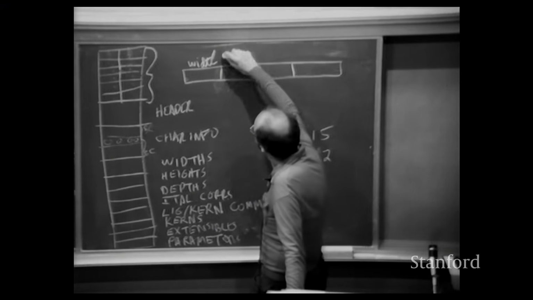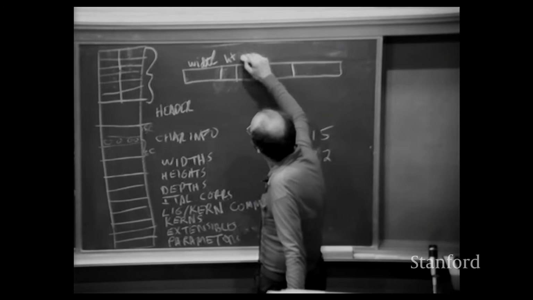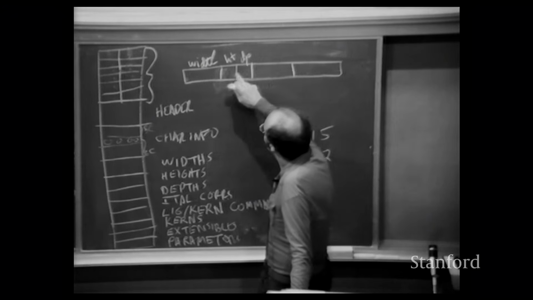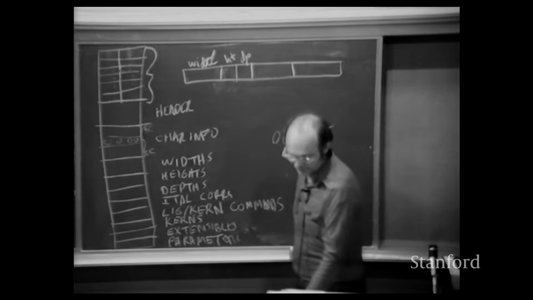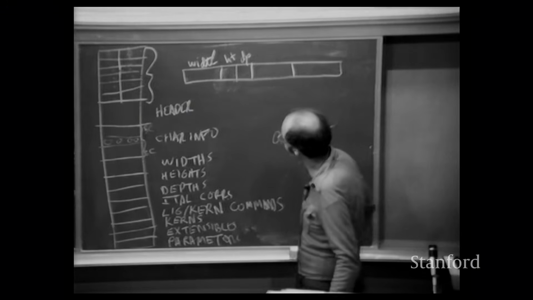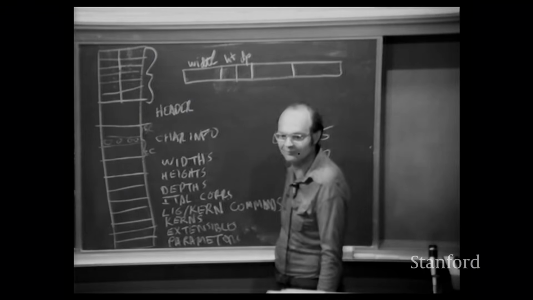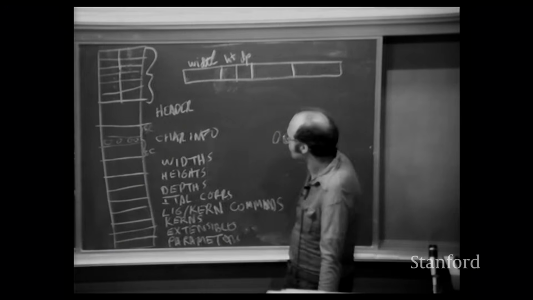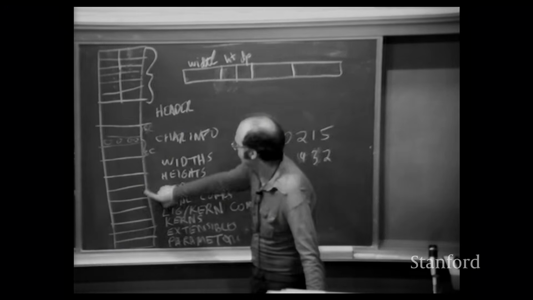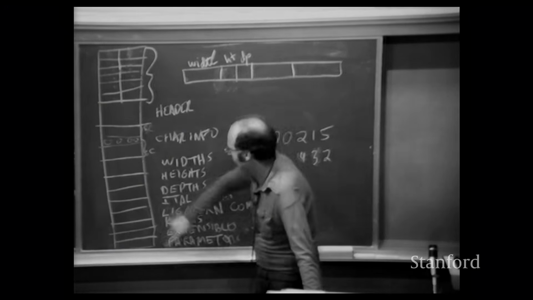The next one, height and depth, is packed 4 bits for height and 4 bits for depth, which means that we're only allowing 16 different heights, 16 different depths. Furthermore, the first width is 0, the first height is 0, the first depth is 0, first italic correction is 0.